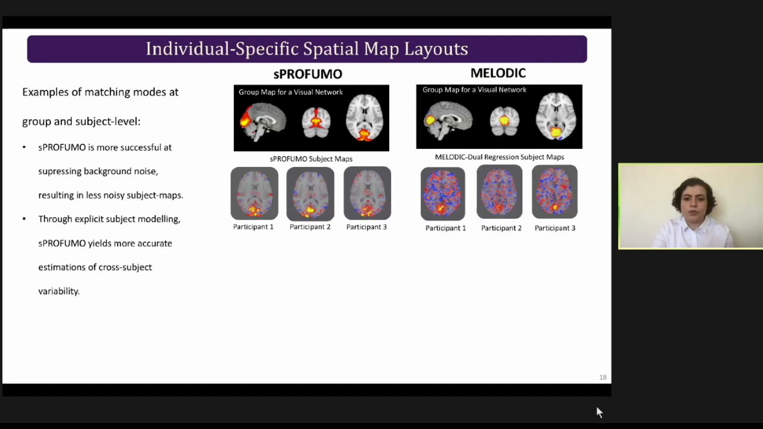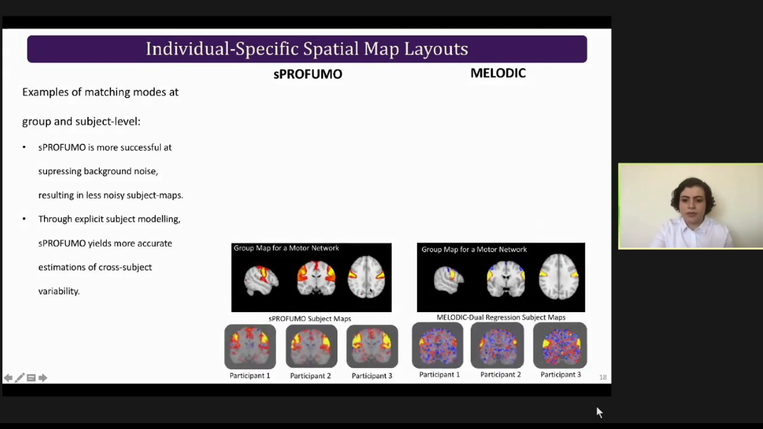We also compared the 2 models at subject level, and here on the left is stochastic PROFUMO, top group and bottom example subjects, and on the right MELODIC and MELODIC plus dual regression. By comparing these 2 against each other, we can see 2 key differences. Firstly, PROFUMO seems to be more successful in suppressing background noise, and secondly, because of explicit between subject variability estimations, it yields more meaningful cross-subject variability results.